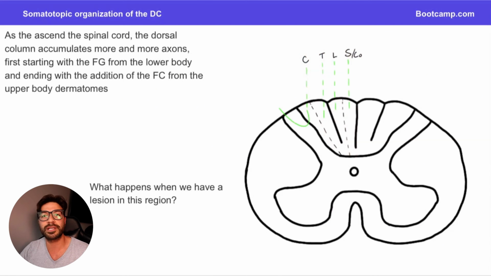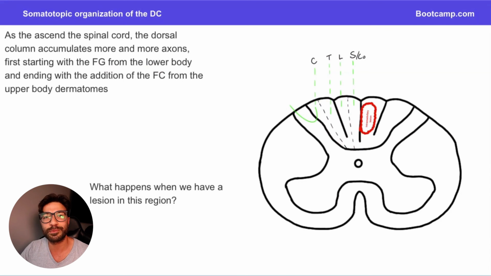So as you ascend the dorsal column, more and more axons are being added to that dorsal column depending on what level we are at. So starting with the fasciculus gracilis, this is coming from the lower body, which is going to be our lumbar, sacral, and coccygeal regions. And then you end up adding the thoracic and cervical regions to our fasciculus cuneatus as we move up the body. So more and more dermatome levels are being added to our dorsal column as we ascend the spinal cord.